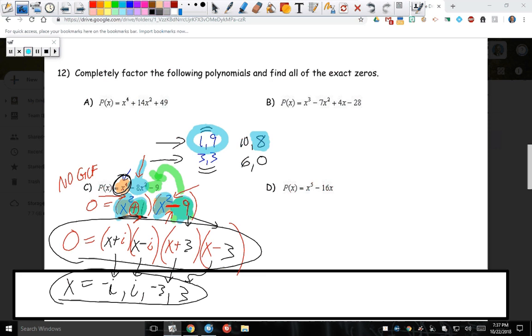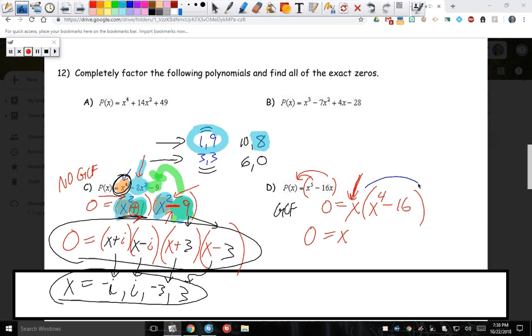Last but not least, let's do D. Let's go straight to that GCF. We are setting this, of course, equal to 0, but at the same time, I'm going to factor out from both of these, and I'm going to write right here in front of this equal sign, their GCF of x. That leaves us with x to the 4th minus 16 in the parentheses. So this x right here is already factored, so I don't have to touch that. But what I do have to concentrate on is this x to the 4th minus 16.